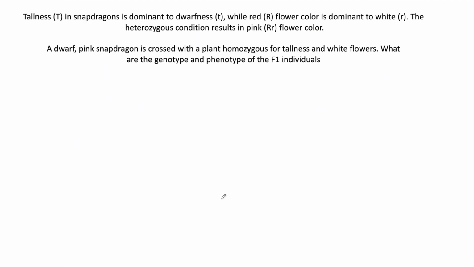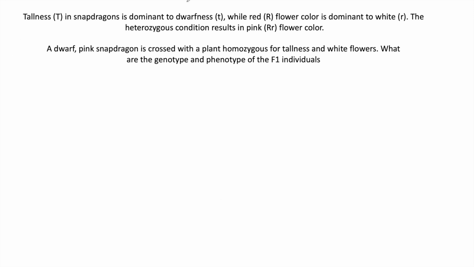All right, so once again, pause the video, attempt to answer this question on your own. When you think you have a solution, unpause the video and I'll walk through it with you. Tallness in snapdragons is dominant to dwarfness, while red flower color is dominant to white, and the heterozygous condition results in pink flower color. A dwarf pink snapdragon is crossed with a plant homozygous for tallness and white flowers. What are the genotypes and phenotypes of the F1 individuals?